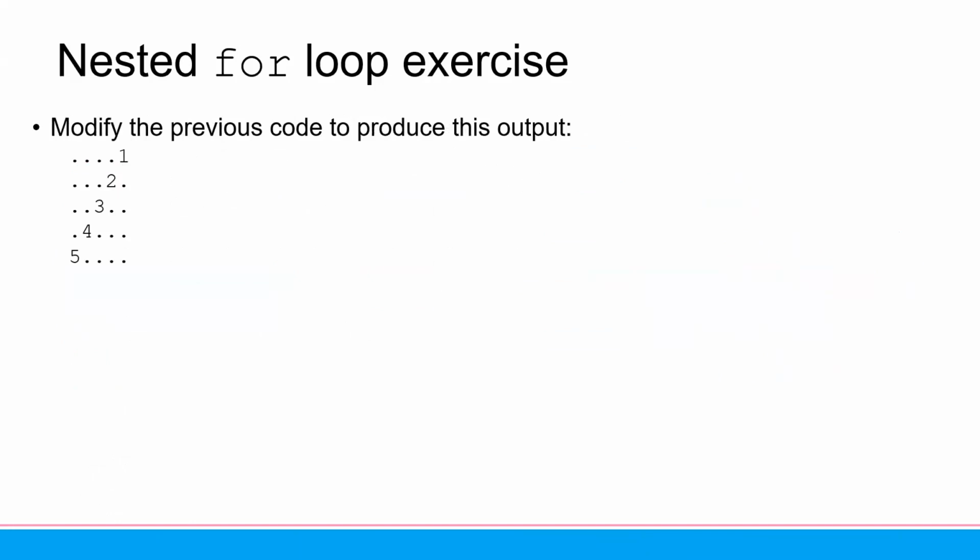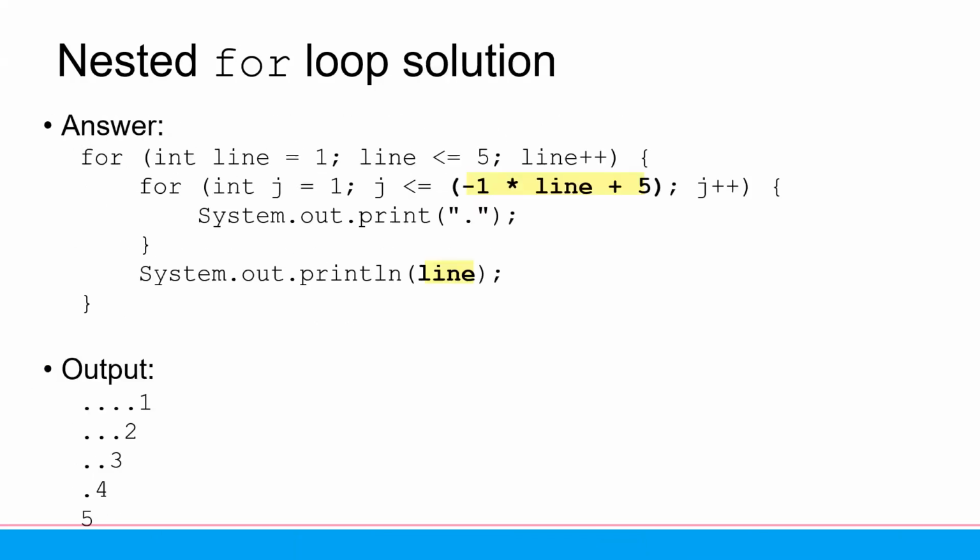Now, how if we want to make this one? You can modify the previous code to produce this output. The previous code is from this one. Okay. How can we modify this? After we print the line, we can do some statement. Okay. Because this is the end on the right part.